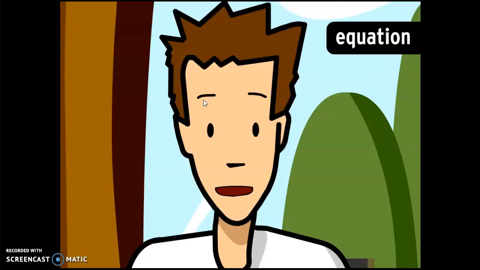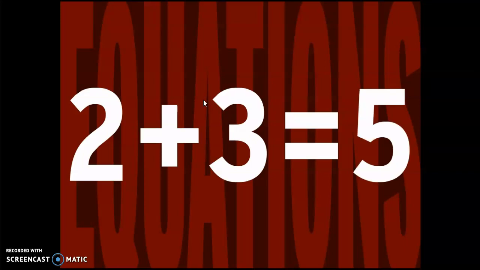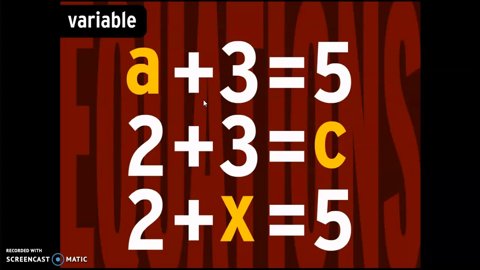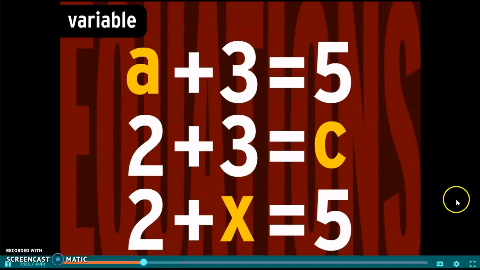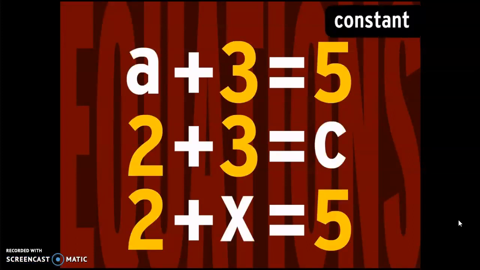Well, an equation is a comparison of two sets of numbers with an equal sign. Like 2 plus 3 equals 5 is an equation. The quantities on each side of the equal sign have to be equal. A variable is a placeholder for a number we don't know yet, so instead we use a letter. Whether it's an X, a Y, an A, or some other letter, a variable is just an unknown number. The numbers in an equation are called constants because their value is set.